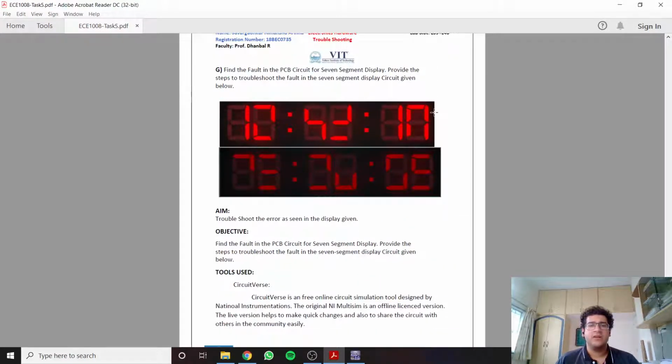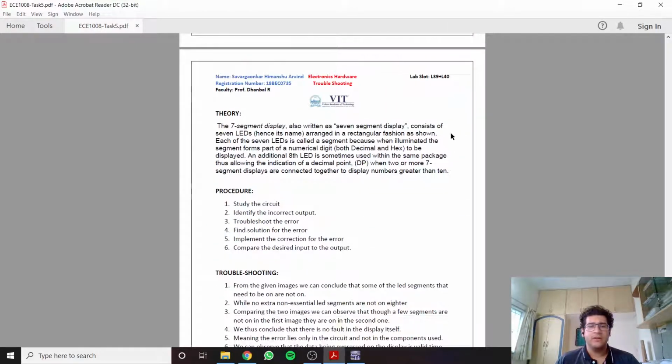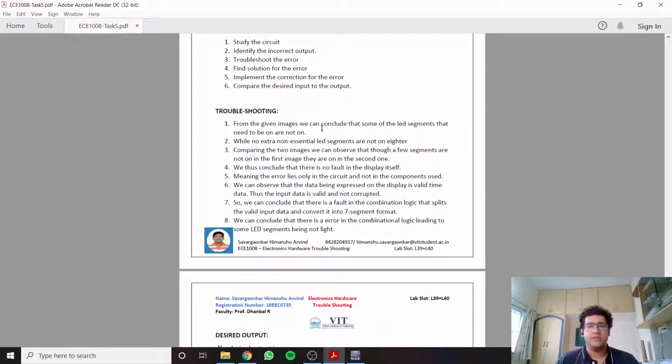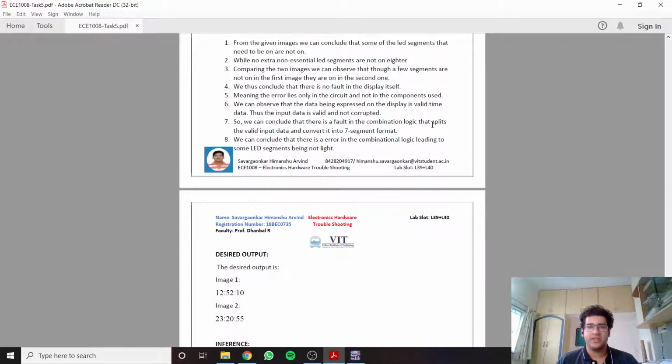In the last part, two photos were provided and the error was to be troubleshot. In the first, this 2 is incomplete, in this 5 is incomplete, 2 is incomplete, and this 0 is incomplete. The error was troubleshot and it was found that the connections were not established correctly.